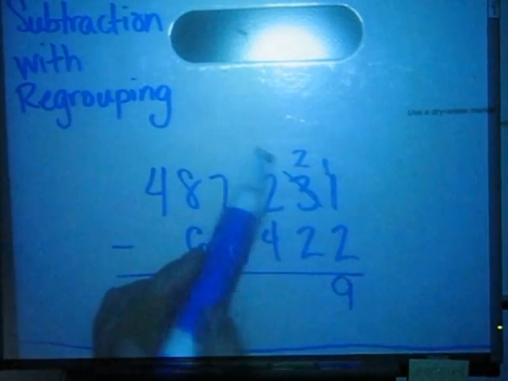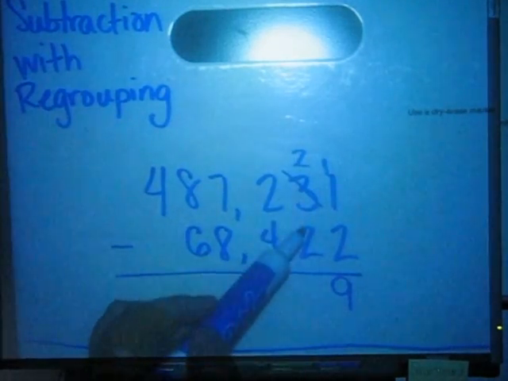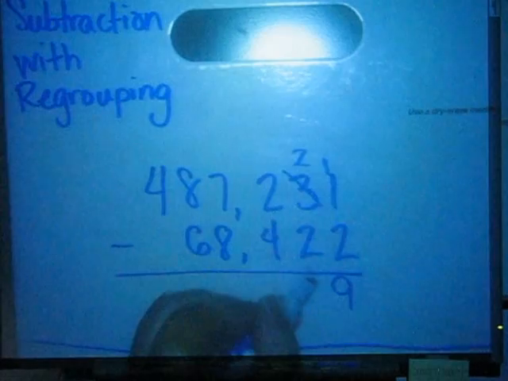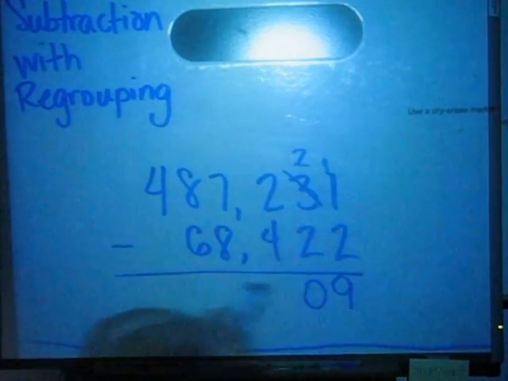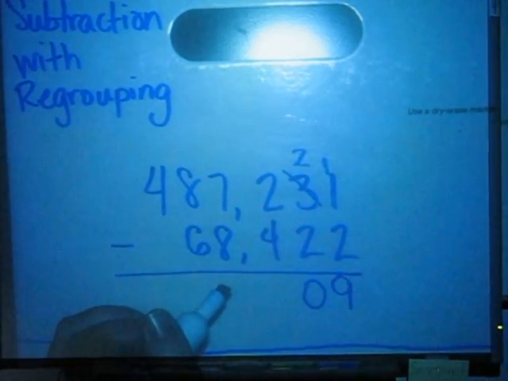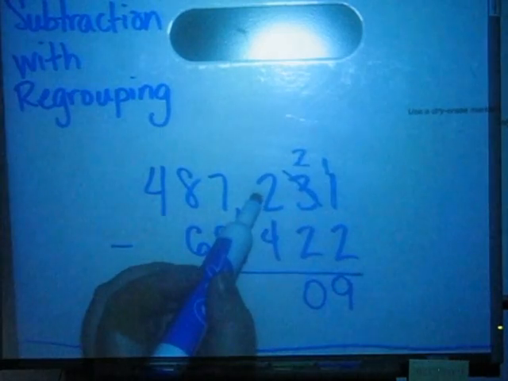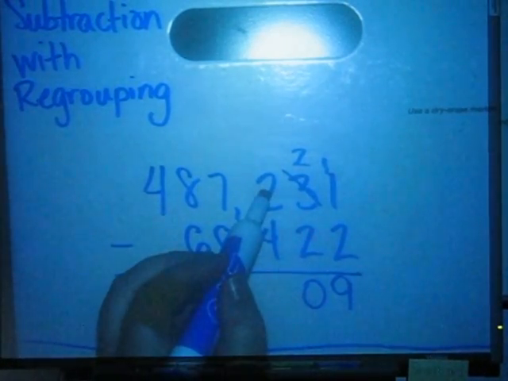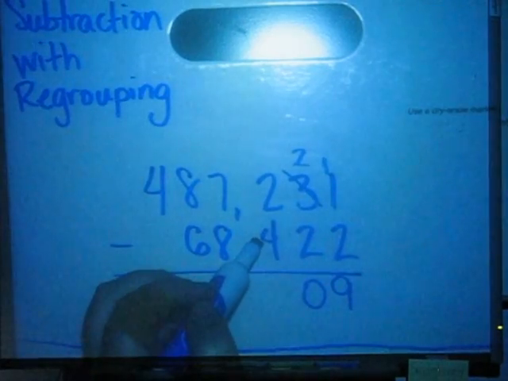Okay? So now in the tens column I have 2 minus 2. Can I take 2 away from 2? Yes. So 2 minus 2 is 0. Move on to the next column. 2 minus 4. Can I take 4 away from 2? The answer is no, I can't.